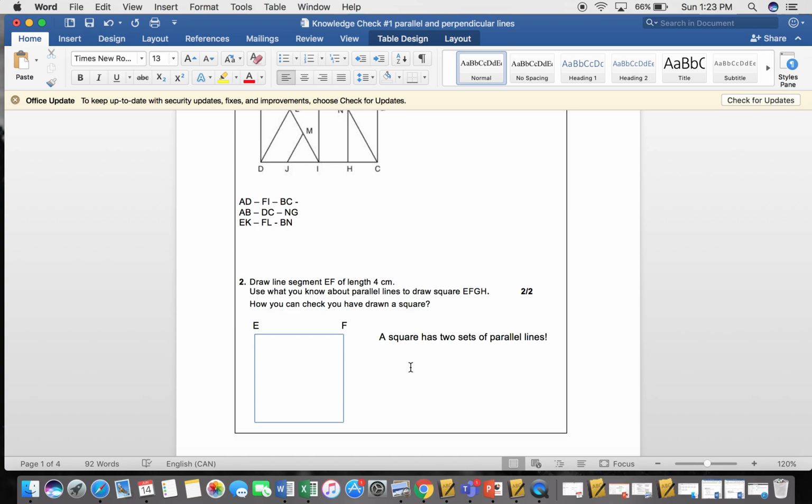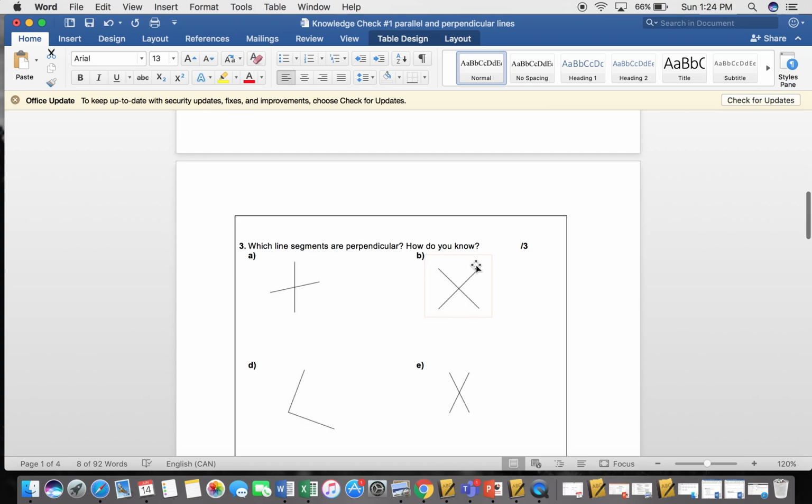So what we'll do for marks here, if you have drawn a line segment E to F that's 4 centimeters, there's 1 mark. Your second mark comes from if you have drawn a square and you said how you know you've drawn a square. Saying something like all the sides are equal, you've created 90-degree angles. But a really important one, and please write it down if you don't have it, a square has two sets of parallel lines. So 2 marks there, one for that first line segment and one for your square.